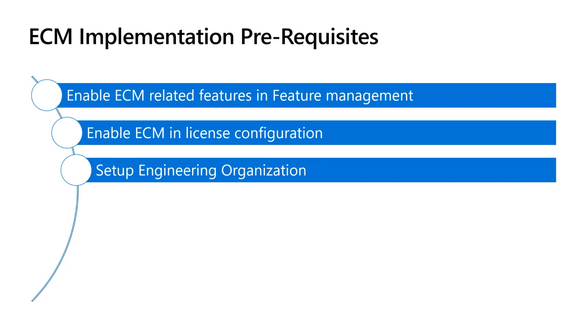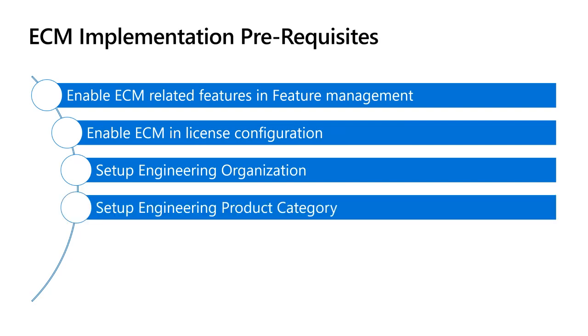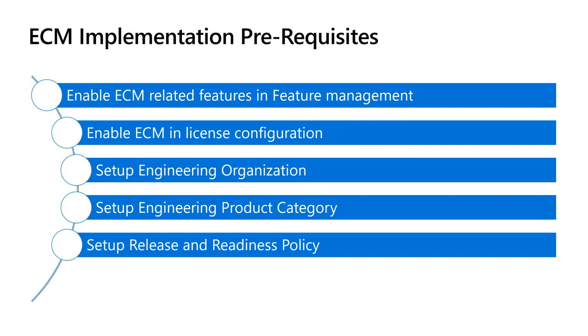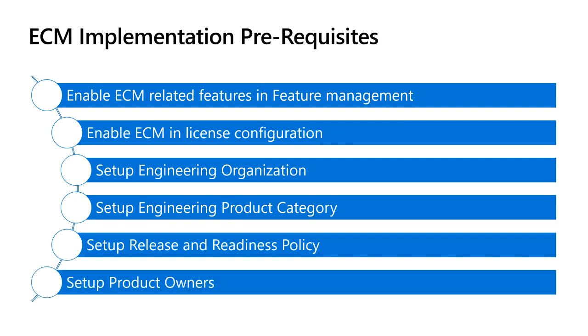The very first and important step is to create a setup of the engineering organization. Then carefully consider different options of setting up the engineering product category, where you will set up your product type, product subtype, production type, if you want to track versions in the transactions or not, and things like that. Then you will also set up your release policy and readiness policy and associate it with the engineering product category. And finally, you want to set up the product owners who are responsible for specific categories of products.